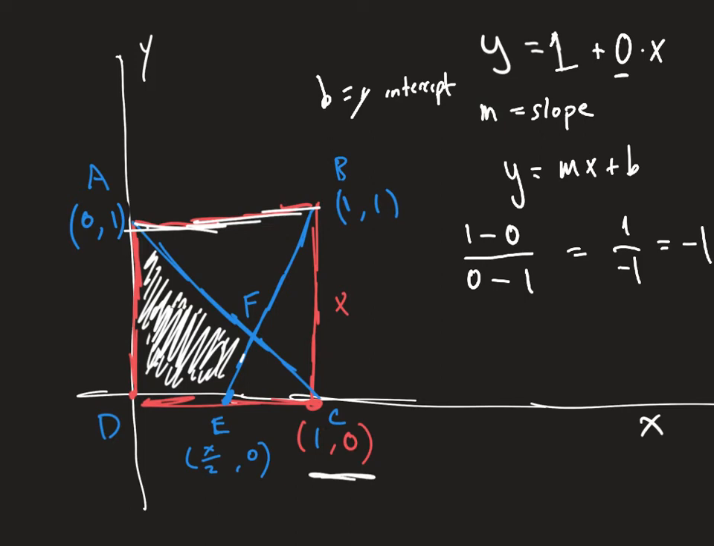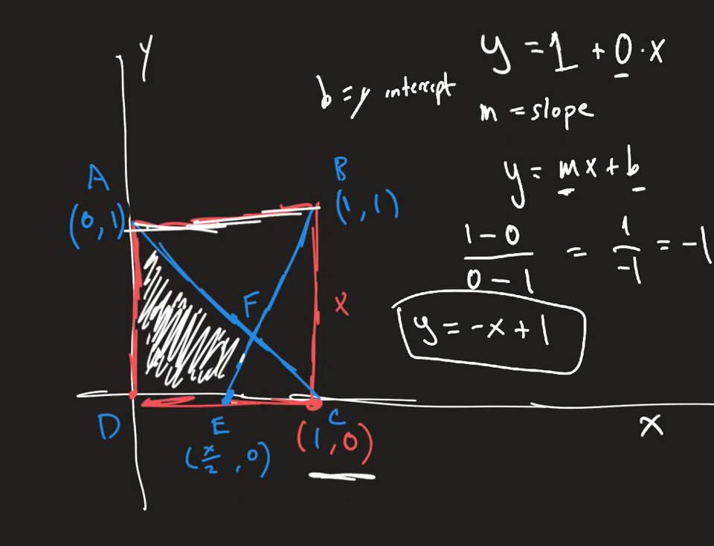Again, the y-intercept is just going to be 1 because A is where it goes through the y-axis and the y-coordinate is 1. So the equation of our line is y equals negative x plus 1, right? Because we had m equals negative 1, the slope, and b equals 1, the y-intercept. So this is the equation for the line AC.